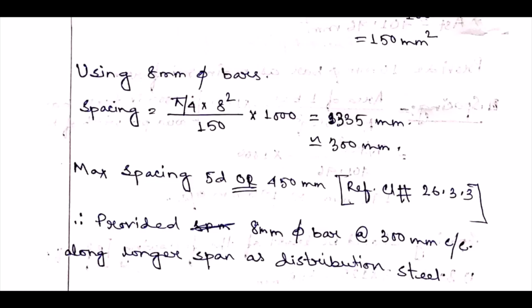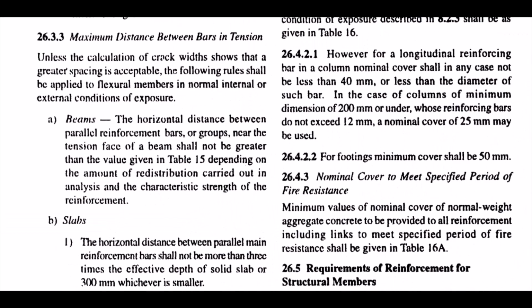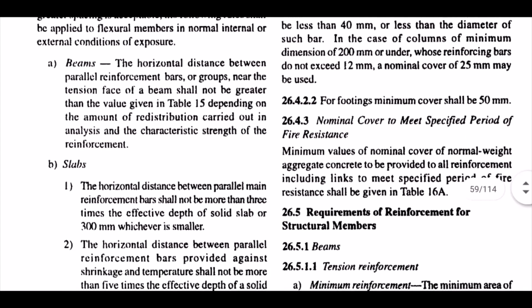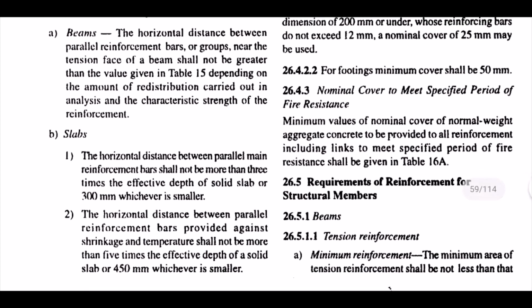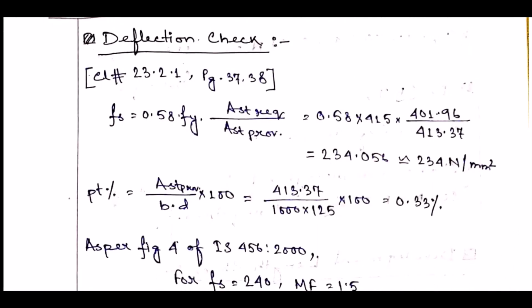about the spacing consideration conditions. So look here, clause number 26.3.3, maximum distance of tension bar. In slabs, the horizontal distance between parallel reinforcement bars provided against shrinkage and temperature shall not be more than 5 times the effective depth of a solid slab or 450 mm, whichever is smaller. So our value is already less than that. We have provided the 300 mm spacing. So design is almost complete. Now we have to check.